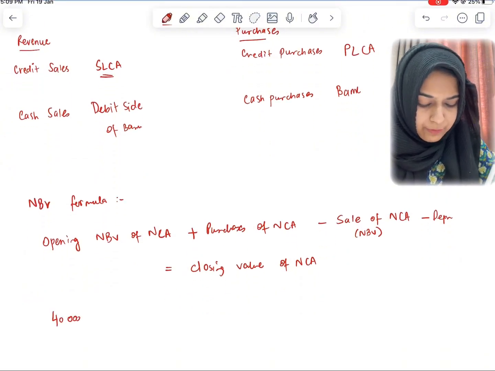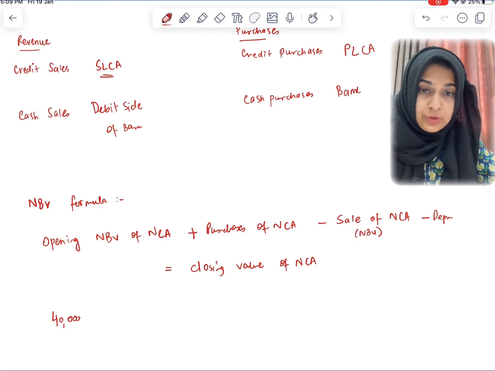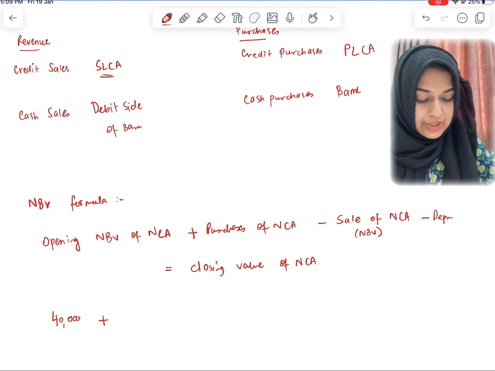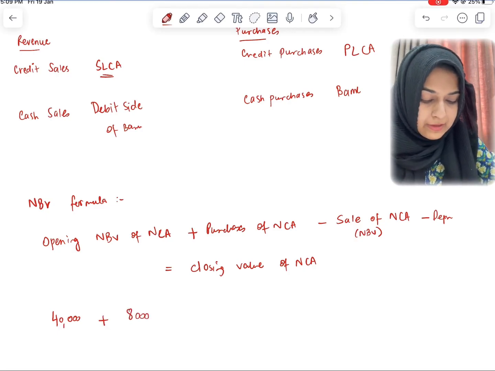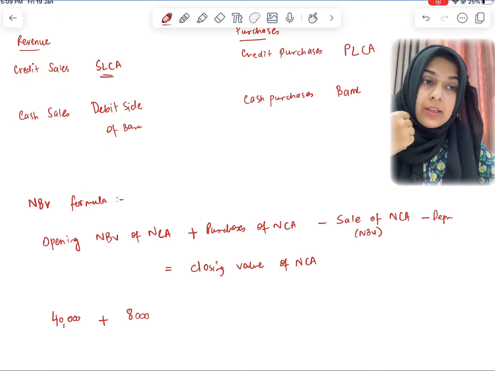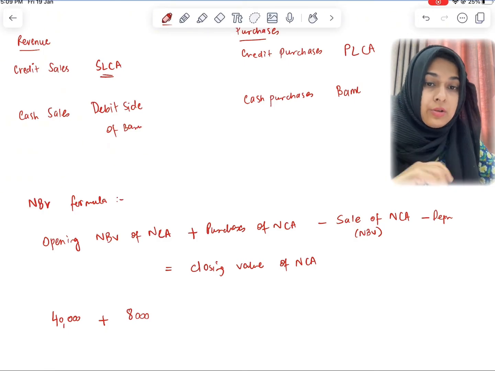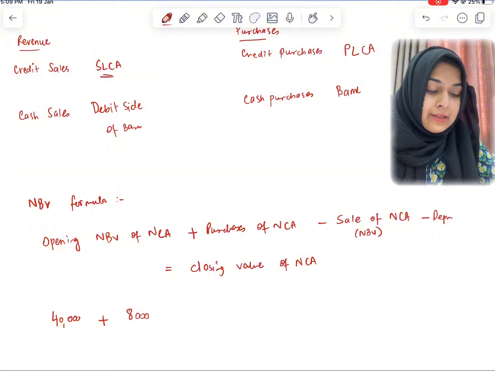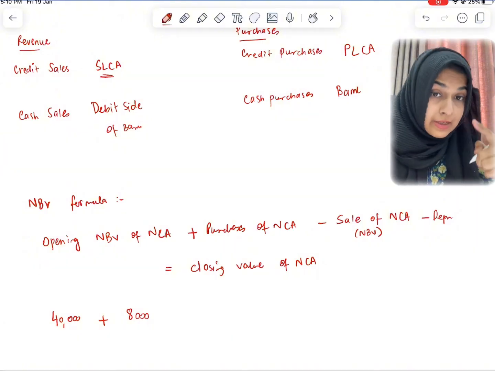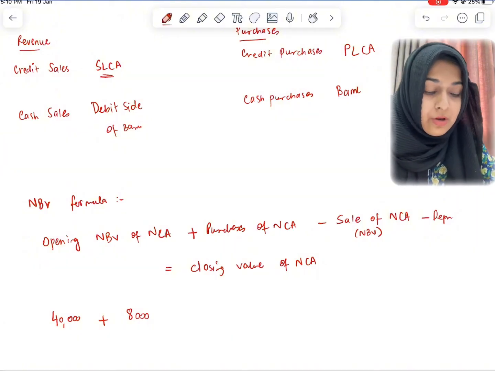Opening net book value is 40,000, which is what we started with. Purchases of non-current assets from the bank account is 8,000. In the first year, the net book value and the cost are the same. So basically, a purchase of a non-current asset at cost is also the net book value of this non-current asset that we have purchased.